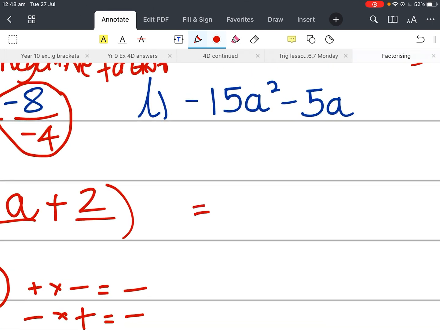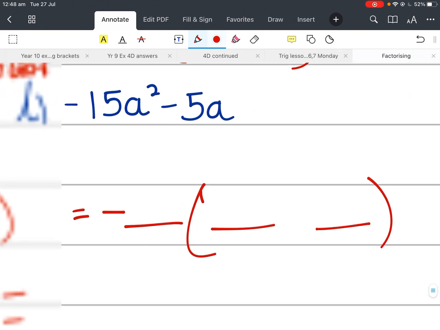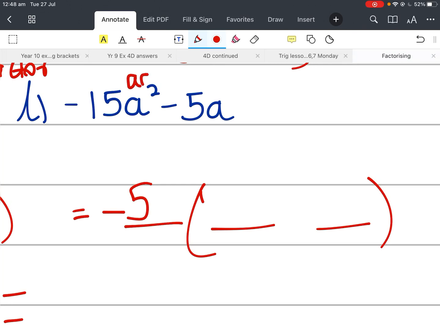Right, let's try L. So I need a negative something, and then brackets, and then another set of brackets. All right, let's have a go. So let's look at both of the terms. I've got a 15 and a 5. Look at the number first. What's the number that goes into 15 and 5? Does 5 go into 15, the bigger number? Yes, it does. So let's write 5. Now look at the letters. One's an A squared, one's an A. A squared just means AA. So that means you can take one of the A's out.